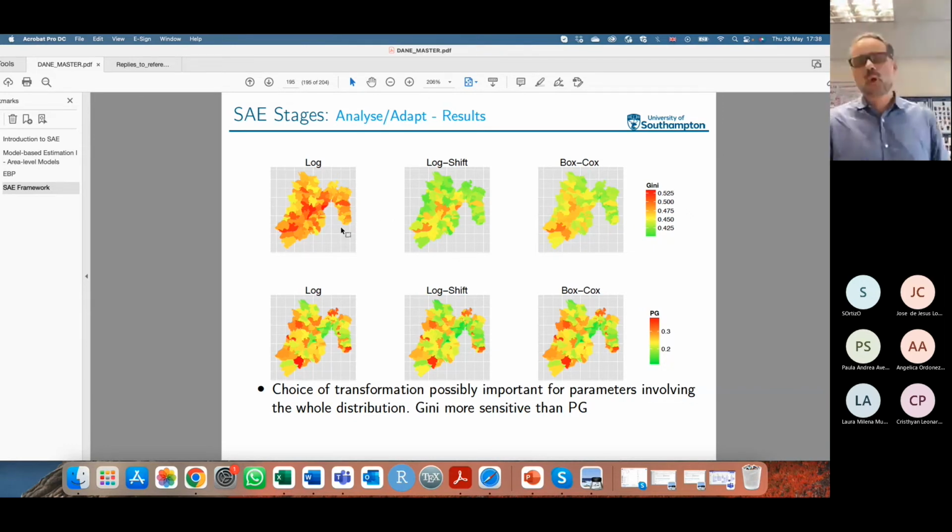Whereas when you are interested in estimating something like a poverty gap, then the choice of transformation may not have such a big impact, right? So again, knowing and understanding the target parameters of interest starts at the very top of the framework, where you have well-defined indicators and parameters of interest. I think that's an important consideration when it comes to the choice of transformation as well.